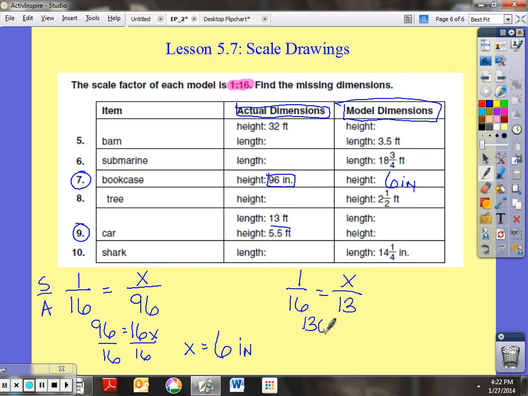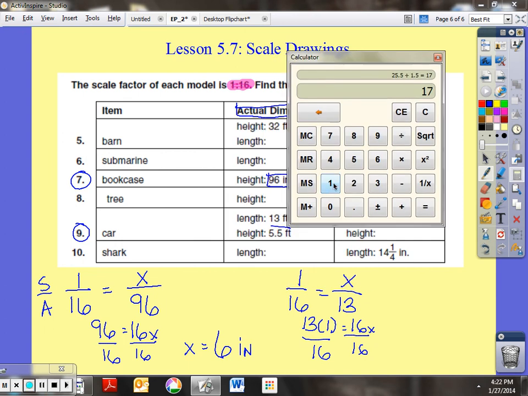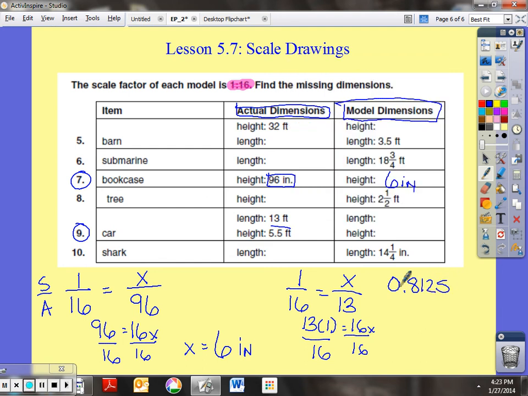13 times 1 is equal to 16 times x. I'll divide both sides by 16. So I get my calculator out. 13 divided by 16 equals, okay, so that means it's kind of an odd one here. For every 13 feet of length I have in the car, I actually have less than a foot of length on my model. And then I would do the same thing for my height.